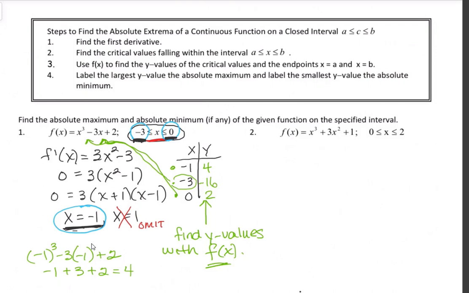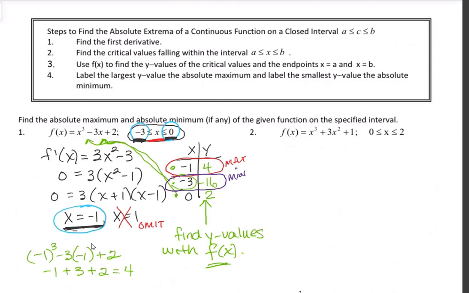So now all you're going to do is compare those Y values. My absolute max occurs at the point where I have the biggest Y value. So my absolute max is right here. There's my max because 4 is the biggest Y value in my list. And if I look for the smallest Y value, I'll have found my min. So -16 is the smallest Y value, so that's my absolute min.